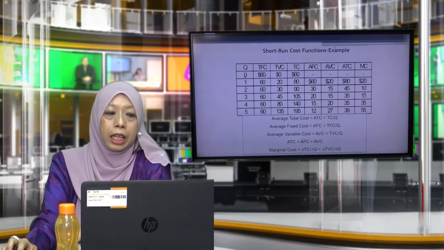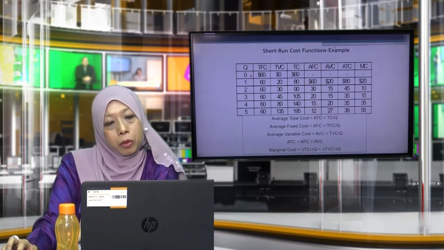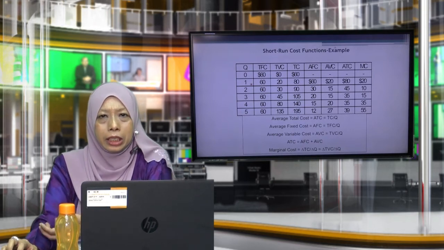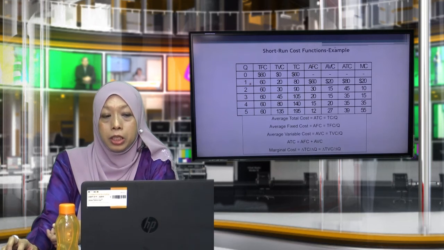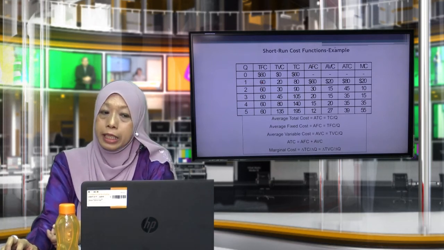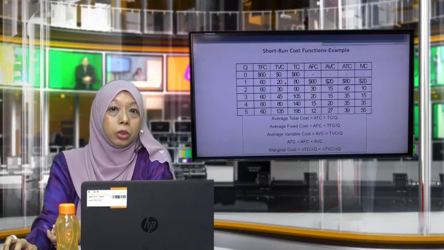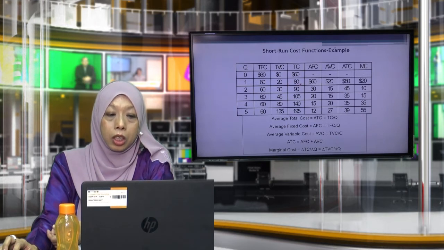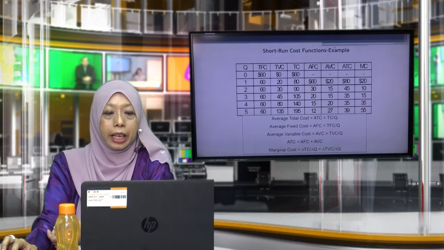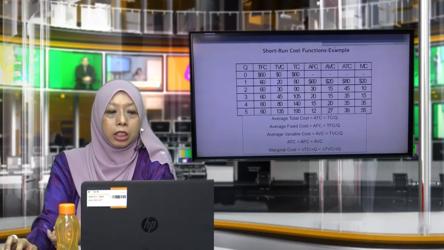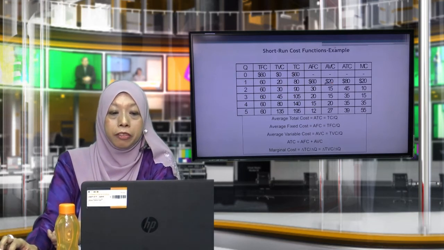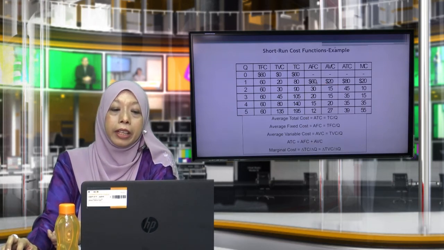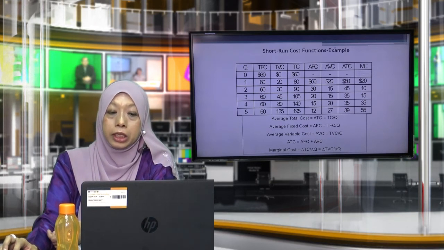But once you start producing, for example, when you produce 1 unit of output, you need to buy your variable input, and therefore you're going to incur variable cost. Even though you are producing 1 output, your fixed cost remains the same. It is still 60. Your variable cost is now 20, therefore your total cost is going to be 80. Average fixed cost is total fixed cost divided by Q. That will give you 60. Average variable cost is variable cost divided by Q. That will be 20 divided by 1, which gives you 20. Average total cost is the sum of AFC and AVC, 60 plus 20, which gives you 80.